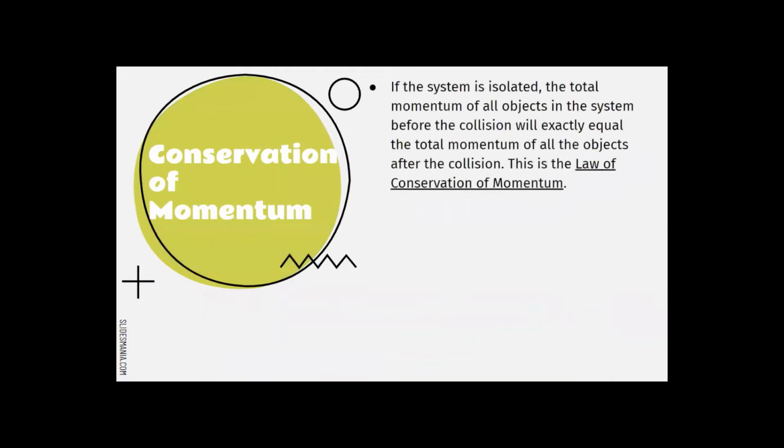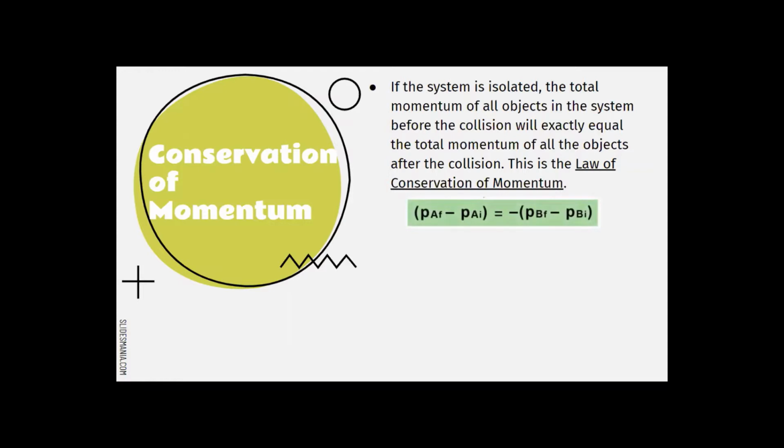So what is conservation of momentum? Maybe you're already intuitively thinking about this, but if the system is isolated, remember what we talked about, the idea of isolated, that means that no energy or matter is entering or leaving. The total momentum of all the objects in the system before the collision will exactly equal the total momentum of all the objects after the collision. So this is the law of conservation of momentum, and it's represented.